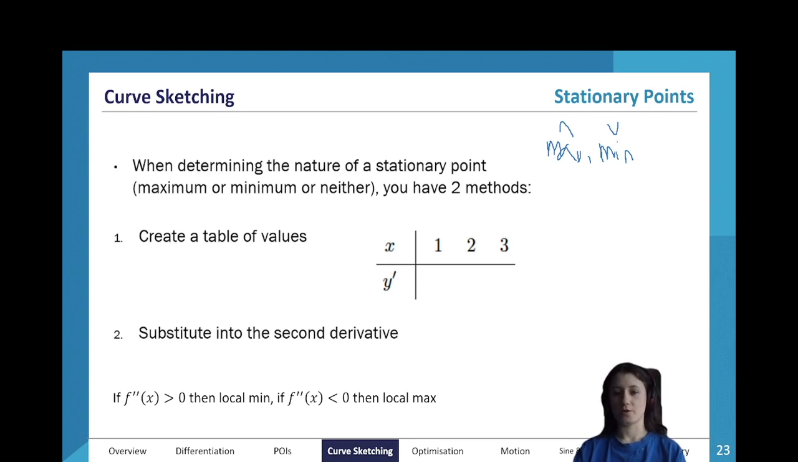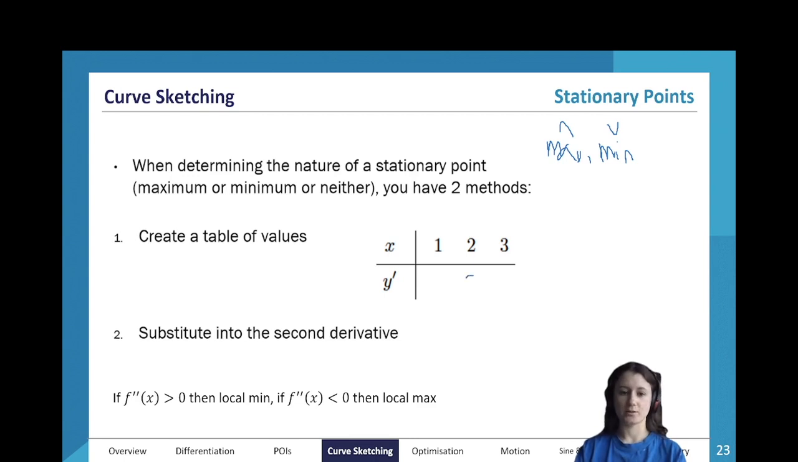All right, so a maximum looks like this, a minimum looks like this. Because sometimes you'll figure out there's a stationary point here, but does it go like this, or does it go like this? And you've got to figure it out. So there's two ways to do this. The first way is the first derivative method, which is to create a table of values with the first derivative. From here, you can determine what type of stationary point it is.